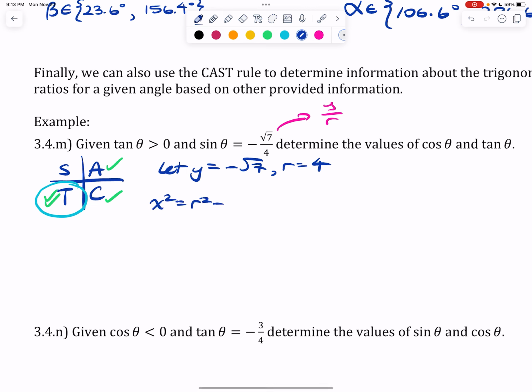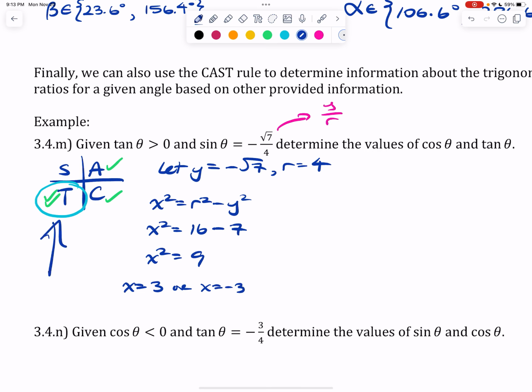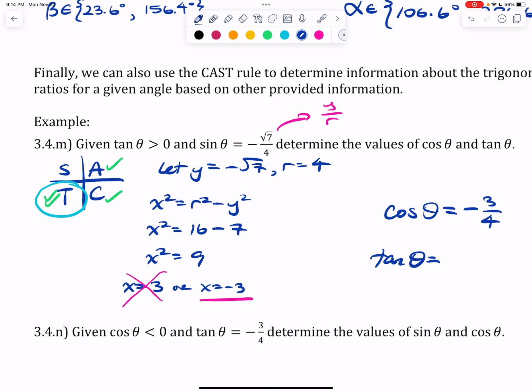And now we can find that other thing, x. So x squared is r squared minus y squared. X squared is 16 minus 7. X squared is 9, which means x could be 3 or x could be negative 3. But we are dealing with quadrant 3, so the positive option can't be chosen. X has to be negative 3. Therefore, cos theta, which is x over r, is negative 3 over 4. And tan theta, which is y over x, is this negative root 7 divided by this negative 3. So something positive. And that's positive root 7 over 3.